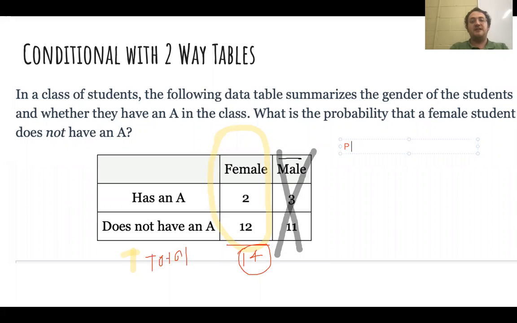So we're looking at probability of not A over, or number of not A, I should say, over number of female students. So there are 12 females that do not have an A. There are 14 female students overall. So that 12 over 14 simplifies to 0.857. Or we could put this in simplified fractional form. So this would be 6 out of 7.